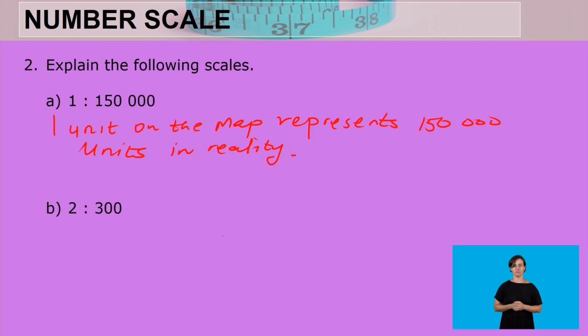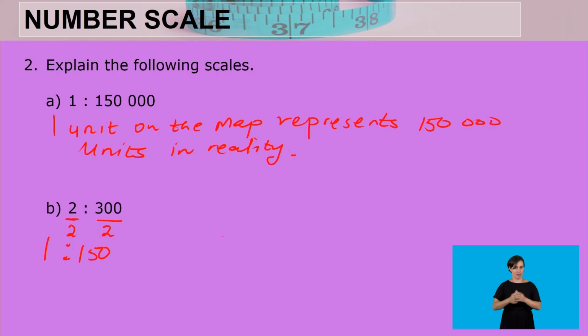Then we go to the next one. B says 2 units on the map will represent 300 units in reality. But remember, a number scale cannot have a number that is more than 1 on the left-hand side. So we have to simplify it. So how do we simplify 2 is to 300? We divide both sides by a number that will give us a 1. So it means 2 should be divided by 2. Even on our right-hand side, we divide by 2. 2 divided by 2 will give us 1 is to 300 divided by 2 is to 150.